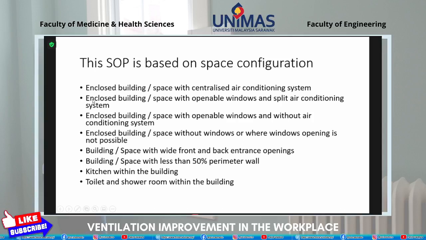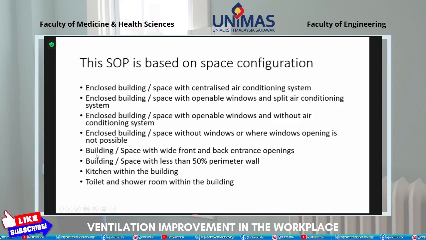The second configuration is an enclosed building or space with openable windows and a split aircon system. Now the third one is an enclosed building or space with openable windows and without an air conditioning system. This is the one without air conditioning, but the window is openable. We also have an enclosed building or space without windows, or where window opening is not possible. For some buildings or office spaces, they have a window, but because of renovation and so on, the window opening becomes not possible. So this kind of environment, we consider as an enclosed space without windows.